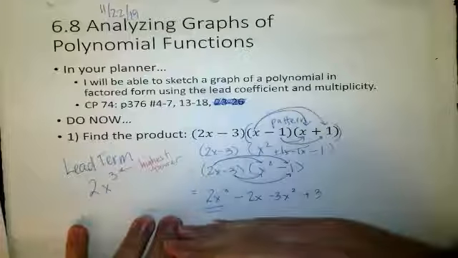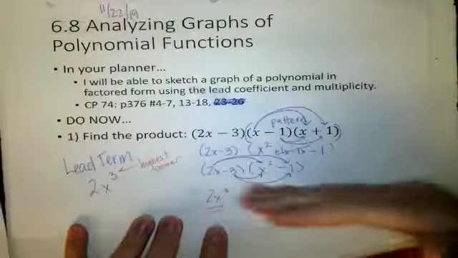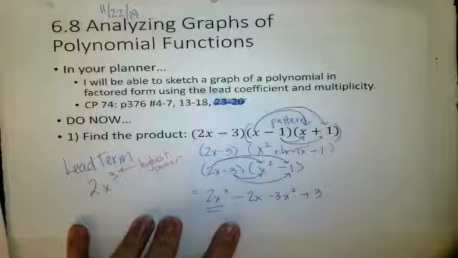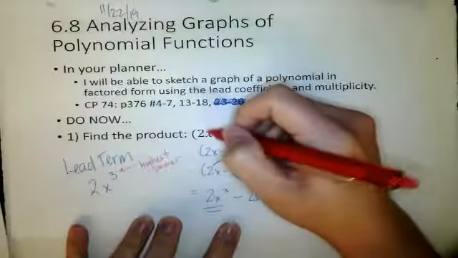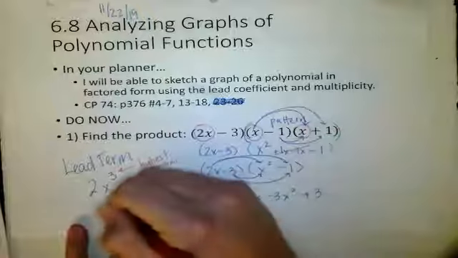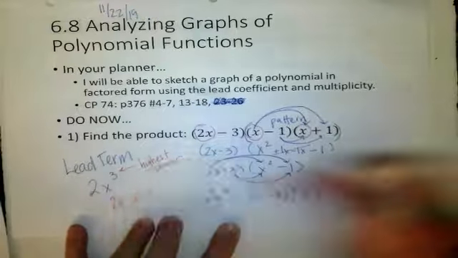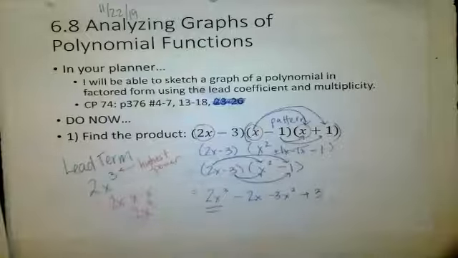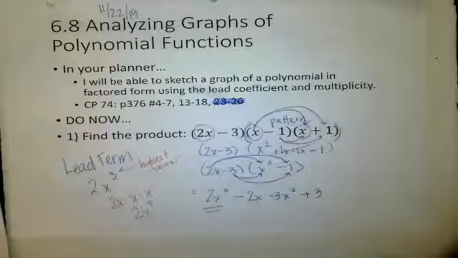Is it possible to figure out the lead term without doing the work? Yes. What do you think? What could we multiply together? Other than with an x, sure. 2x, there's another x, and there's another x. 2x times that other x gives me 2x cubed. So that's something that we need to be able to do today. Instead of doing the work, can we quickly look and figure out the lead term? Okay? So really, really important that we can do that.